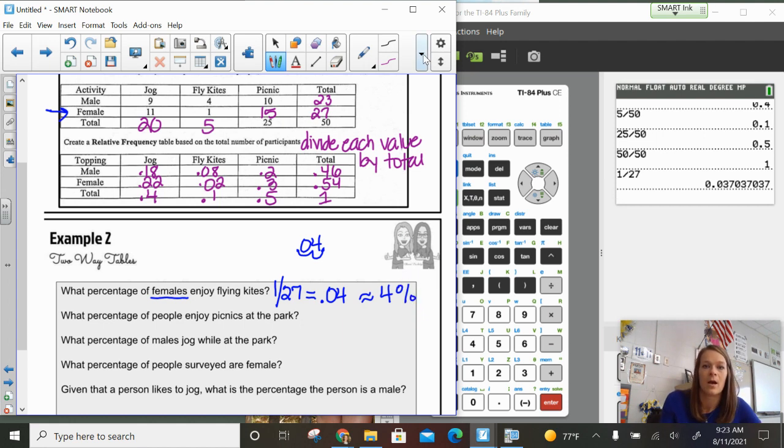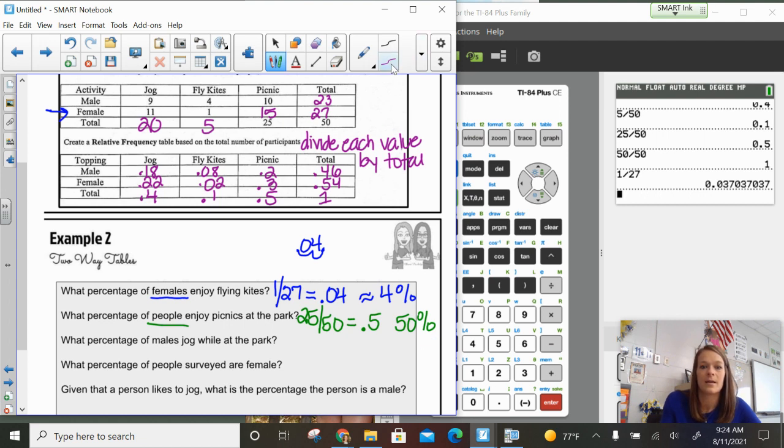My next question is what percentage of people, so this time I do not care if it's male or female, enjoy picnics at the park. When I look up here, it doesn't matter if I'm male or female. I just care about picnics. So I have 25 people that enjoy picnics out of 50. 25 divided by 50 is a half. So 0.5, which is 50%.